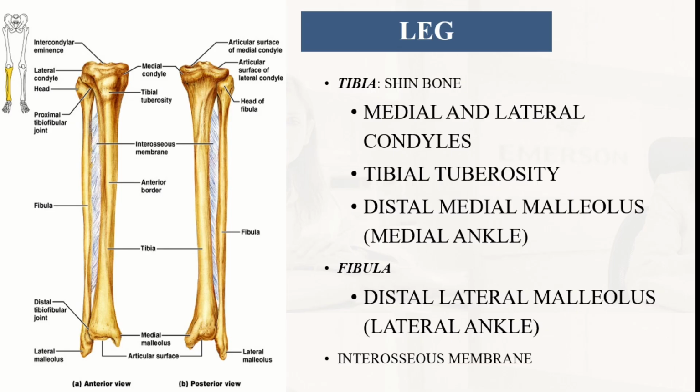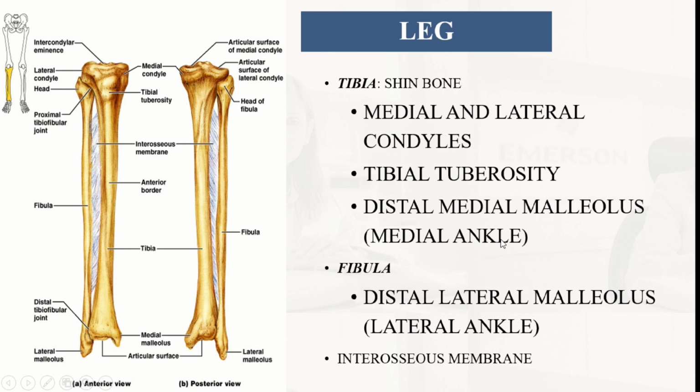Then the leg. We are done with the thigh, so now the leg has two bones, like we said: the tibia and the fibula. The fibula is the small bone, and the tibia is the bigger bone. The tibia is the shin bone, and it has medial and lateral condyles. It has the tibial tuberosity. It has the distal medial malleolus, which is the medial ankle.